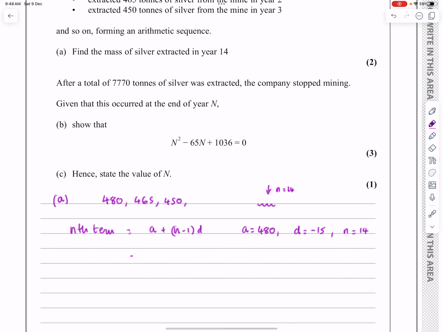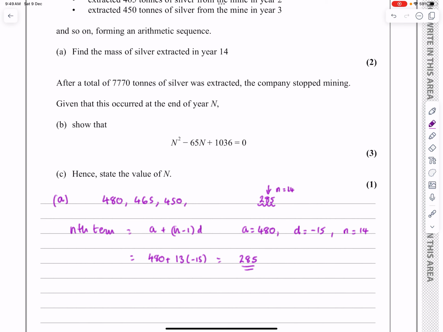If we put all of that information in, we're going to get 480 plus 14 minus 1, 13 lots of minus 15. And if we multiply that all out with all the values we've got there, it works out to be 285. So this term here would be 285. In the 14th year, they extract 285.